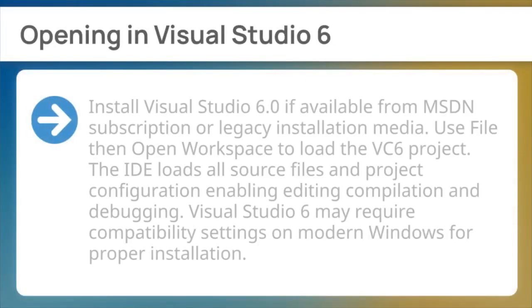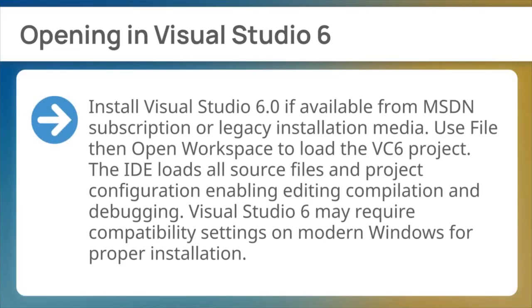First, opening in Visual Studio 6. Install Visual Studio 6.0 if available from MSDN subscription or legacy installation media. Use File then Open Workspace to load the VC6 project. The IDE loads all source files and project configuration, enabling editing, compilation, and debugging. Visual Studio 6 may require compatibility settings on modern Windows for proper installation.